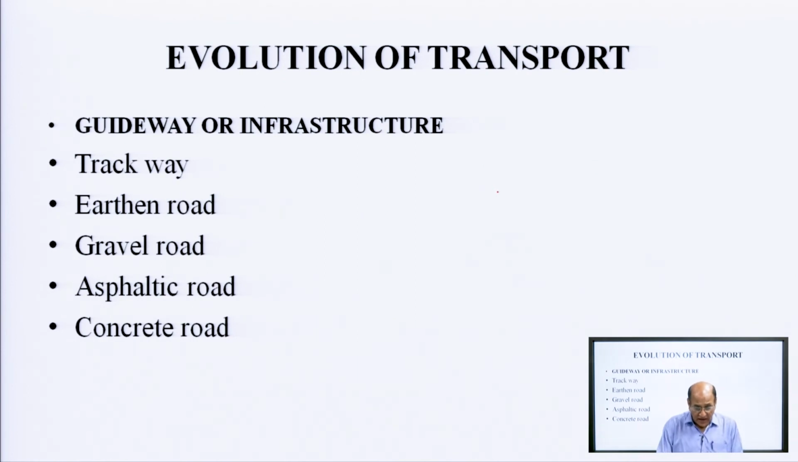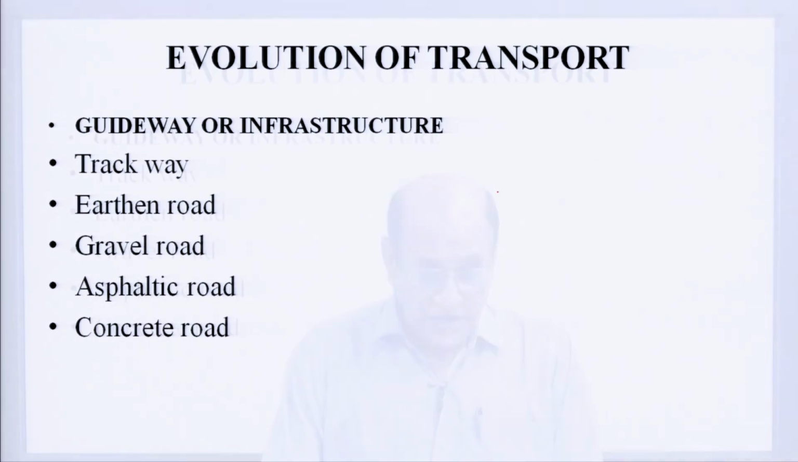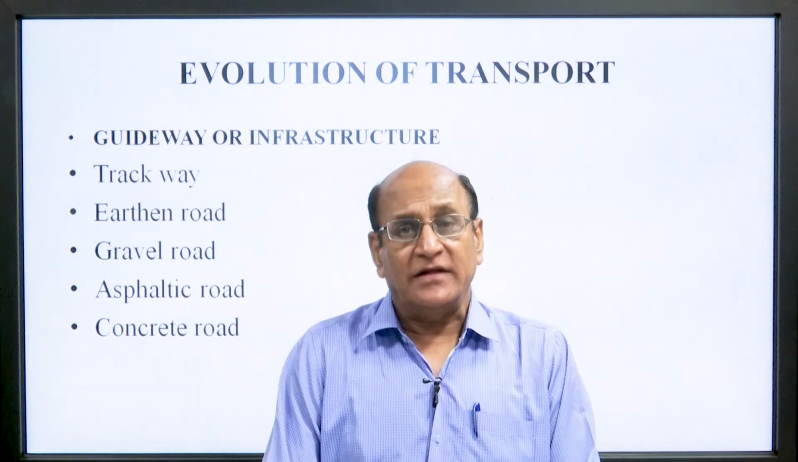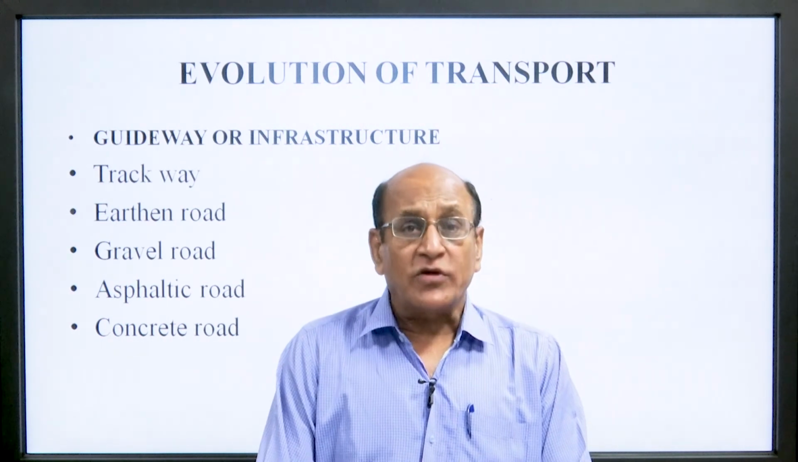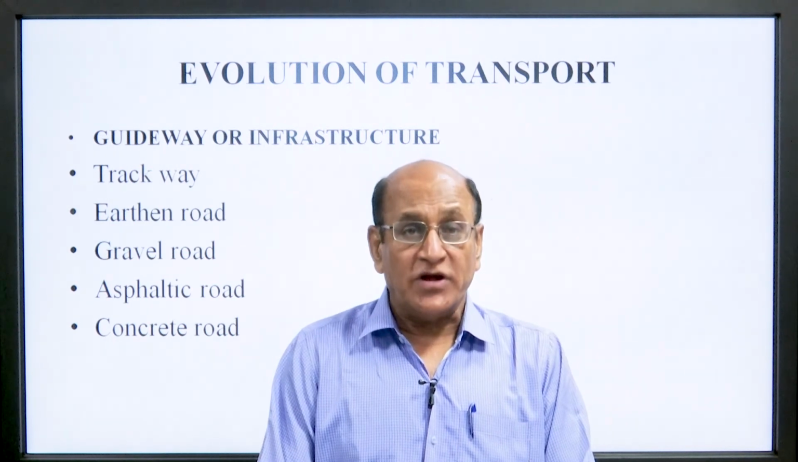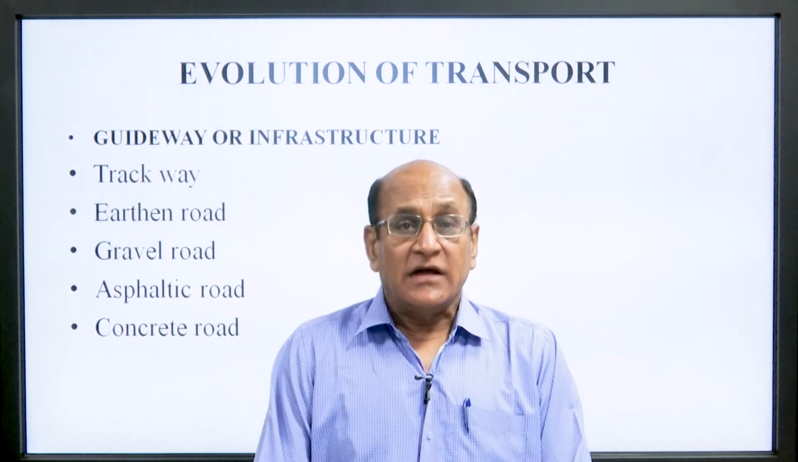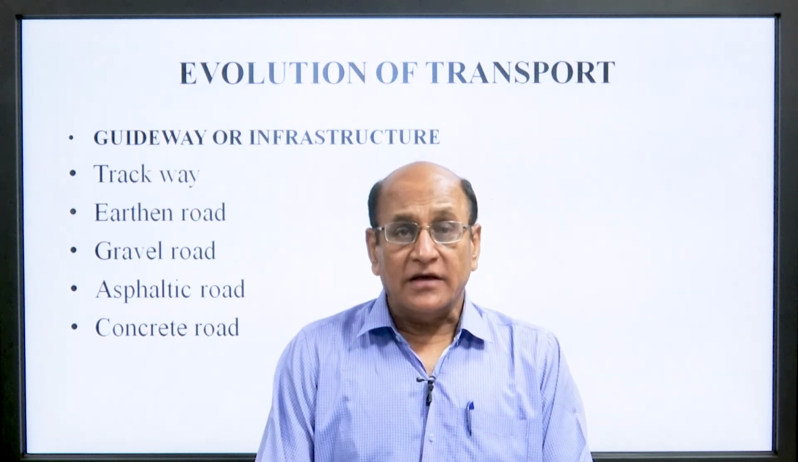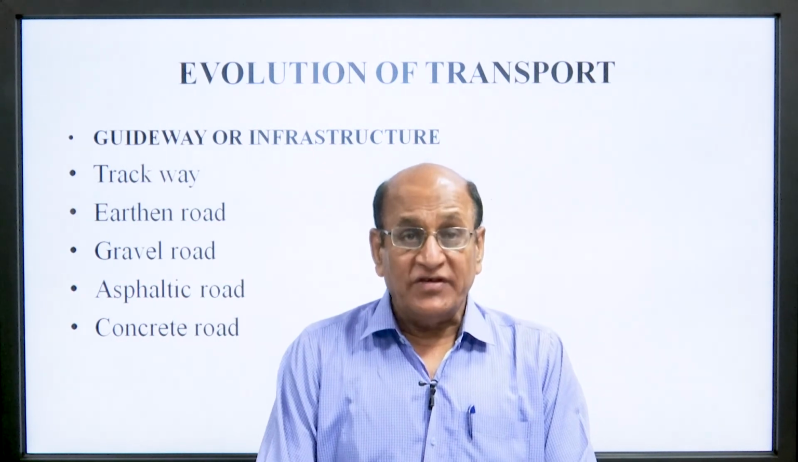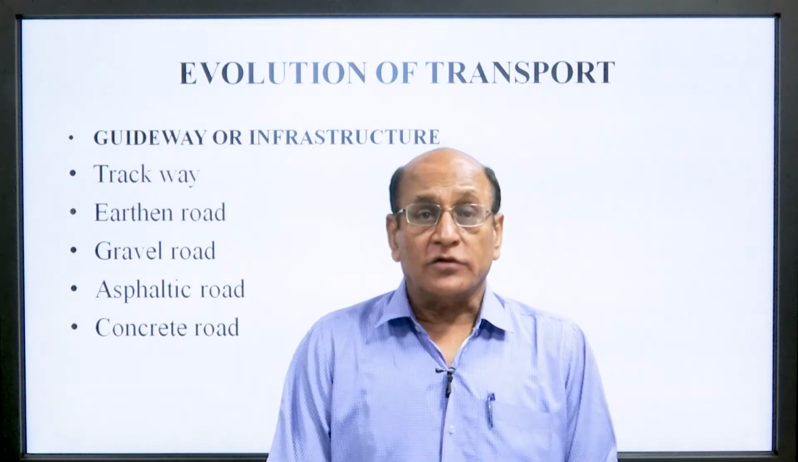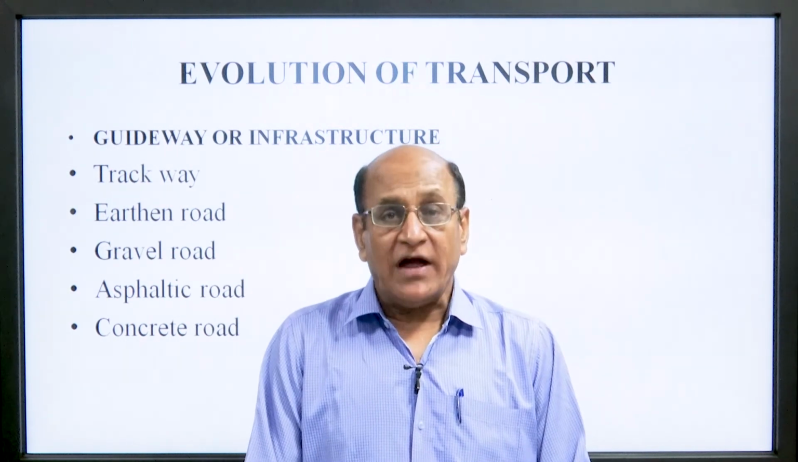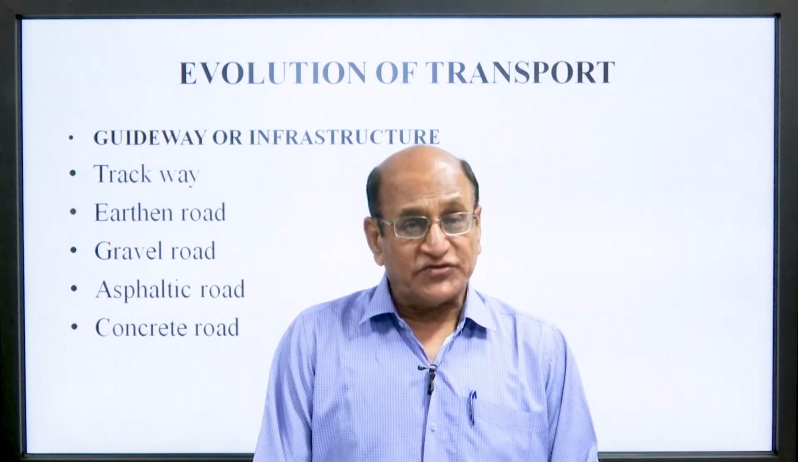Then the guideway and infrastructure I have talked about earlier. Then the trackway, where tracks were made, generally in hilly areas. Then the earthen road: in early times earthen roads were made for the purpose of transporting goods and passengers from one place to another. Then the gravel road came into existence. Then came the asphaltic road, in which bitumen is used for the wearing surface, and the concrete road is also a modified road of the transportation system.